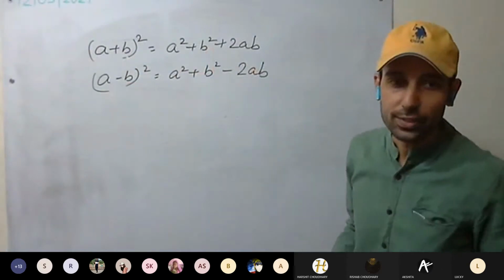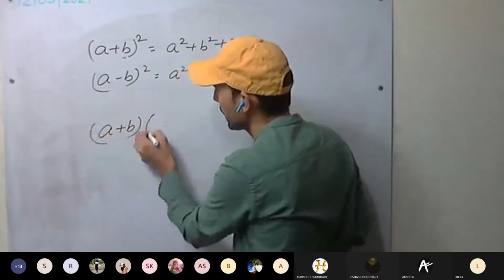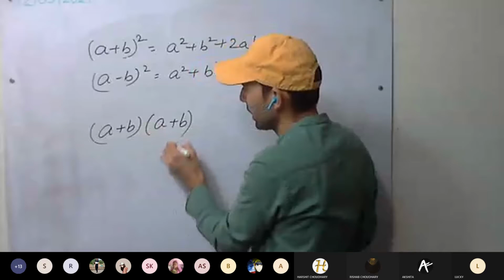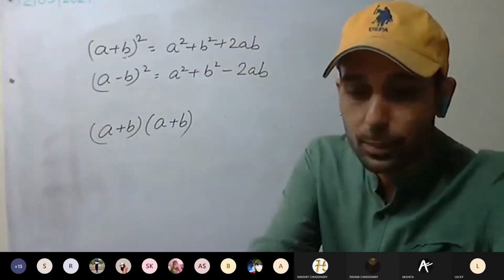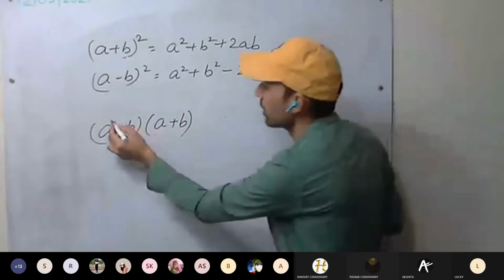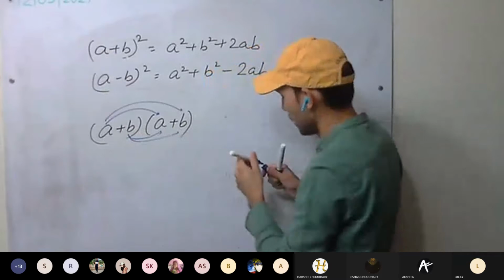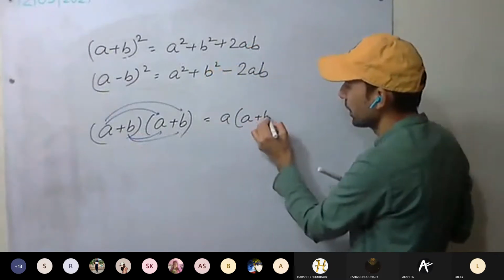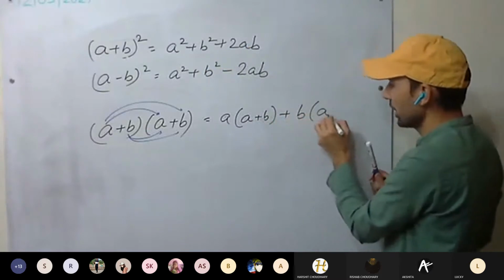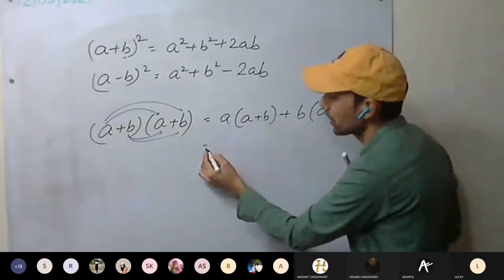And how have you got it? The question is how you have got it: (a plus b) into (a plus b). Now multiply them. Okay, two ways you can do. We open the first bracket only. a into (a plus b) plus b into (a plus b). Okay, either you write this step, or you can skip this step as well.